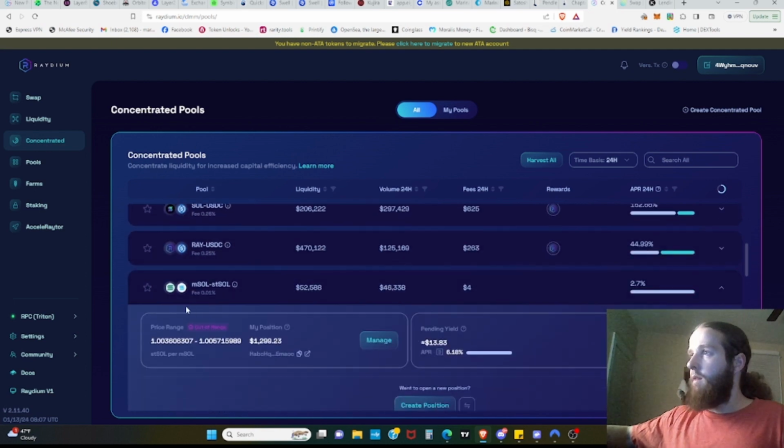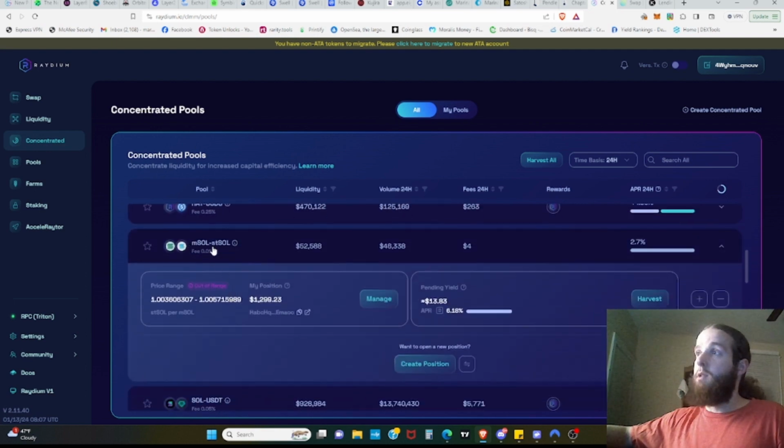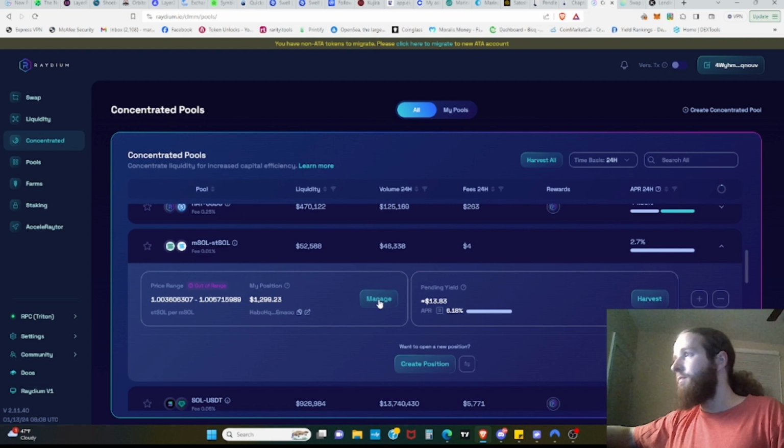So just to give you an example of how this works, I have a position, like I was saying, with Marinade Solana and Stake Solana through Lido. As you can see here right now, it's 6.18% APR, which is not that good. But when I originally had pooled with this LP, it was considerably better. But now that Lido is getting ready to leave Solana, the trading volume and liquidity in this pool has died down considerably, and so the rewards, therefore, are much worse.